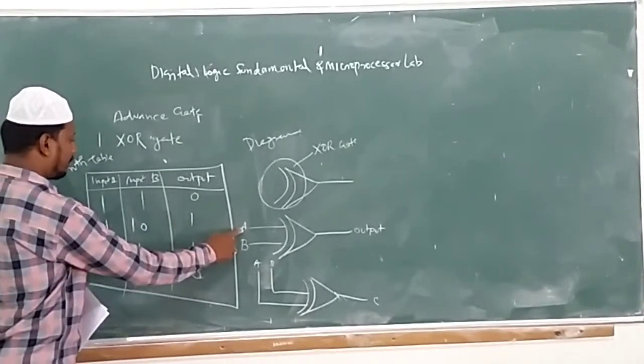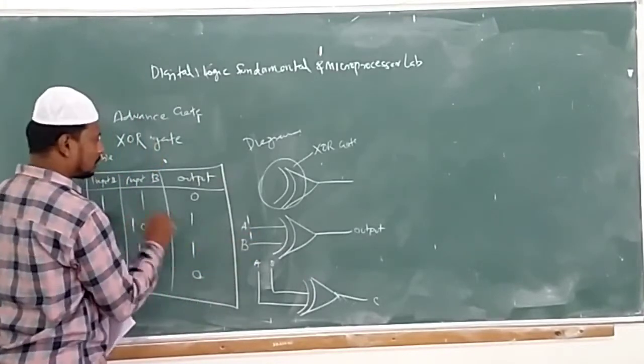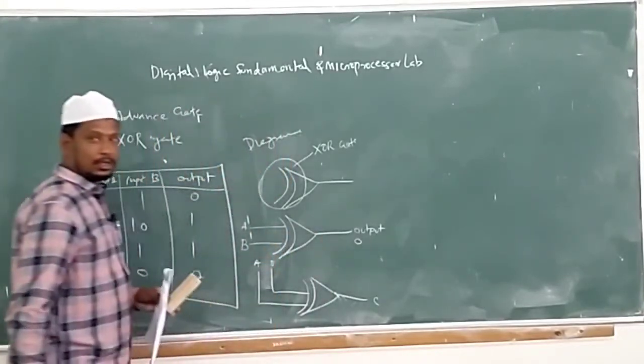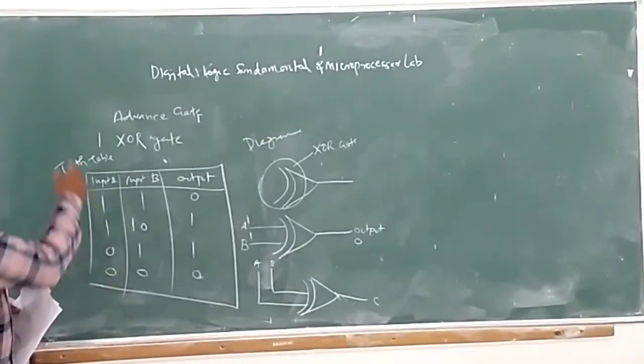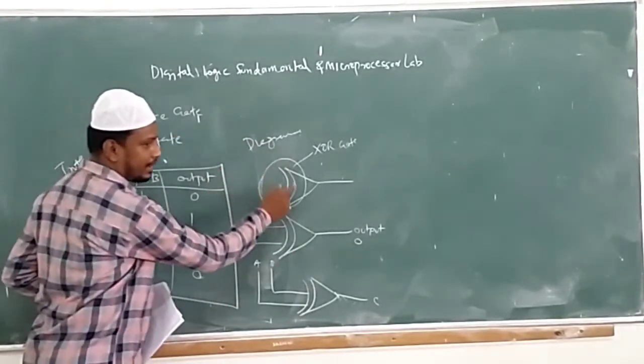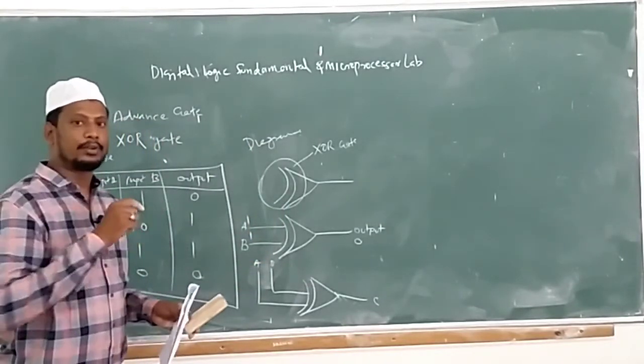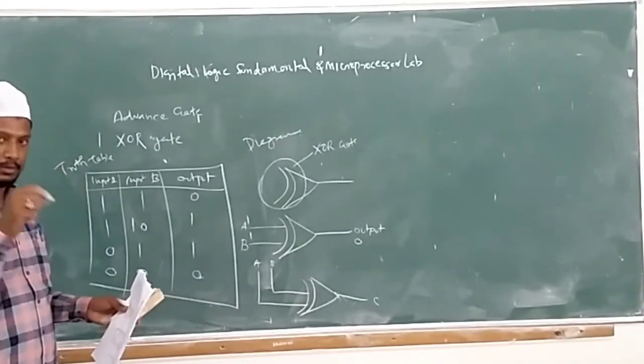What is the truth table? I will explain. The A value is 1 and the B value is 1, so the output will be displayed as 0. You can clearly understand this advanced gate, the XNOR gate, with the full truth table and diagram. First of all, understand the truth table and diagram, and after that you can easily understand the simulator.